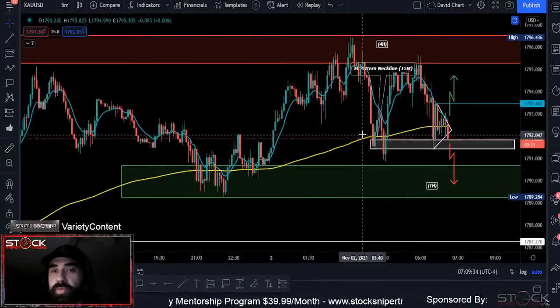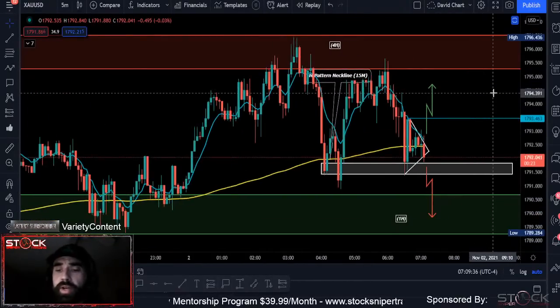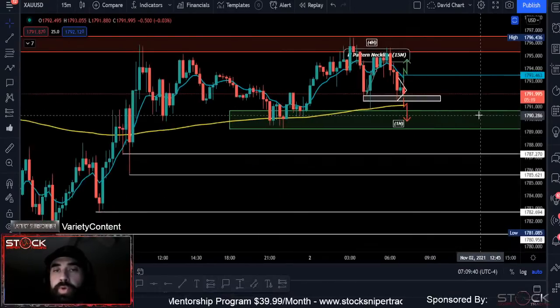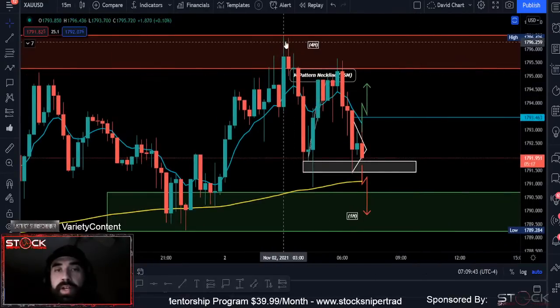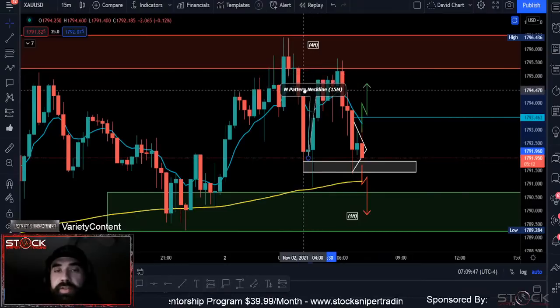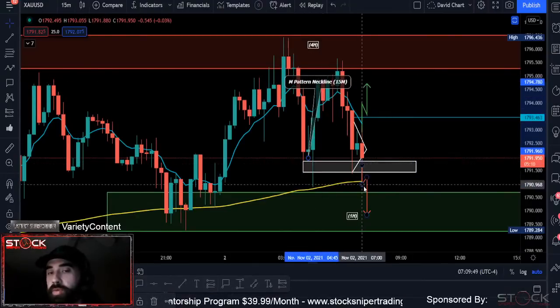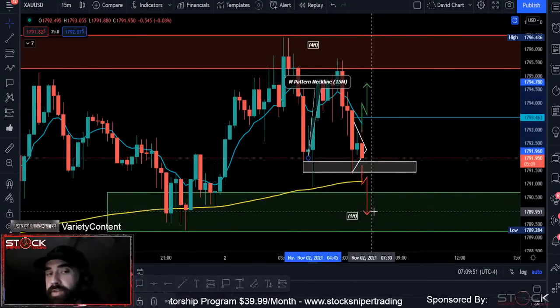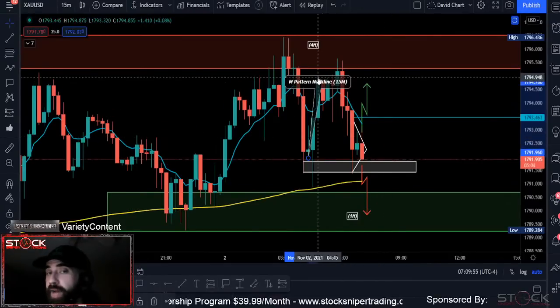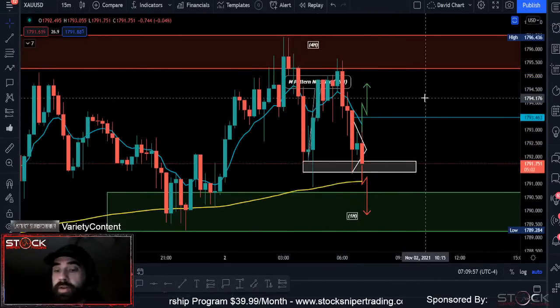Okay, this is a little bit zoomed out. If you zoom in on the 15, you can see this M pattern that we're forming here. Double touch in here, double touch in here, neckline, which is the neckline on the 15, before making potential continuation downtrend right into the hourly demand area. Okay, so when I have that on there, guys, that's just for that.